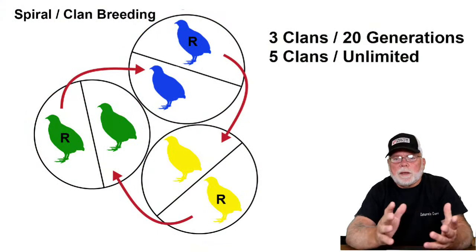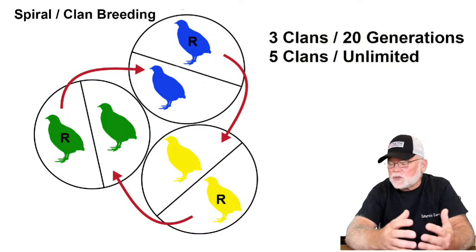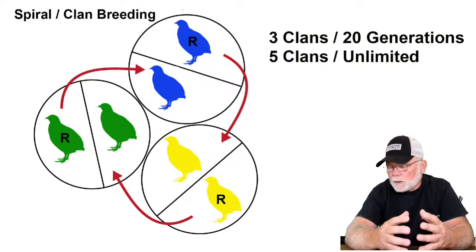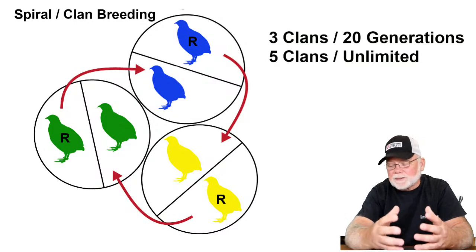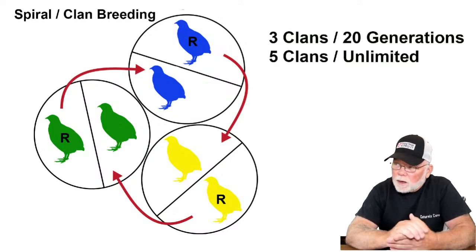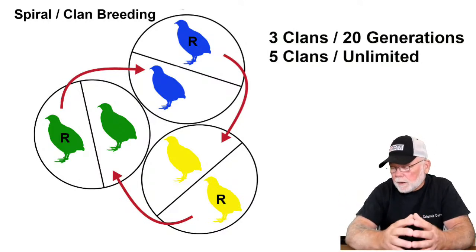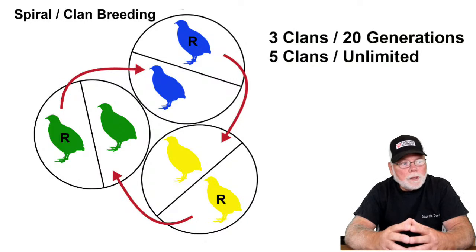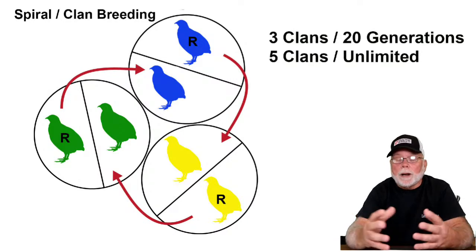Okay, so first off, what is a spiral or clan breeding program? Basically, this system entails creating 3 up to 5 clans or groups of birds which you're going to use to breed, and each clan is identified by the females. What you do is you rotate the males out of each clan for each generation into the next clan, and what that does is it helps you maintain genetic diversity inside a closed flock. And by closed flock, I mean a flock where you're not bringing in outside birds or outside genetics.